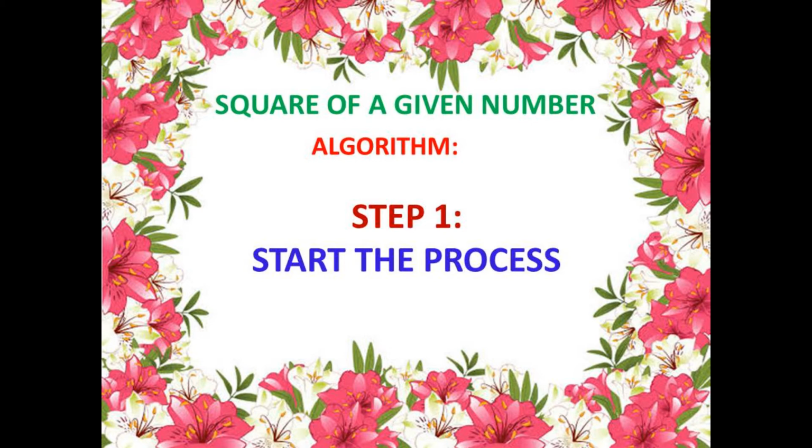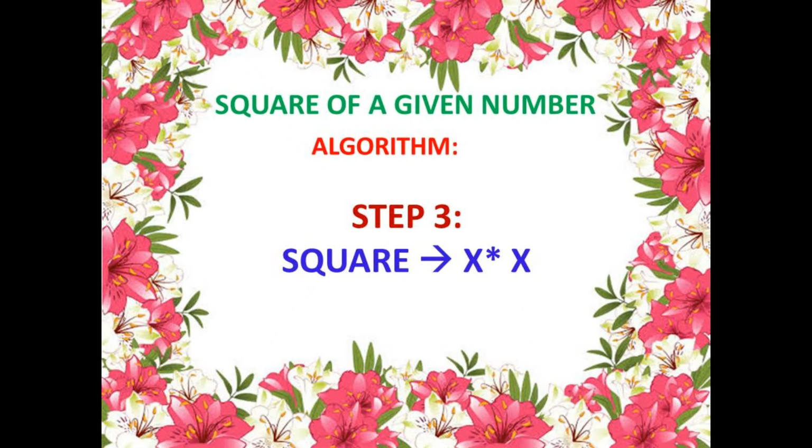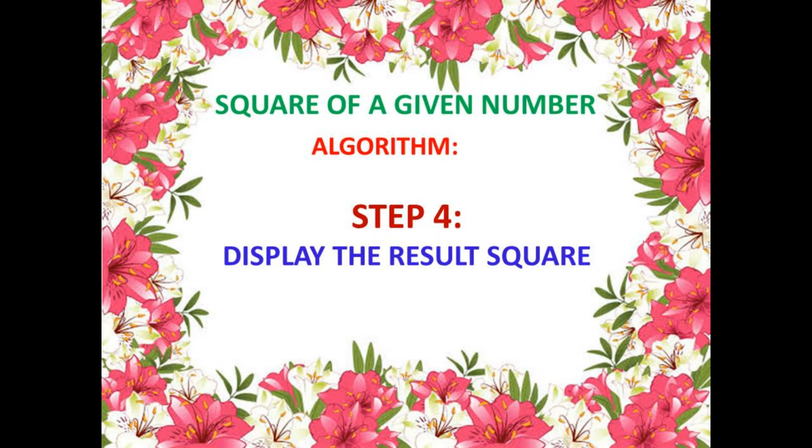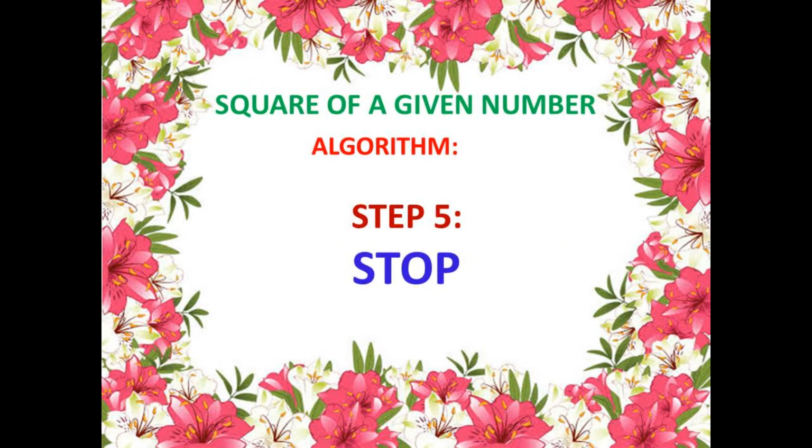Let us design an algorithm to find the square of a given number and display the result. Step 1, start the process. Step 2, get the input x. Step 3, calculate the square by multiplying the input value, that is square = x multiplied by x. Step 4, display the result, square. Step 5, stop.